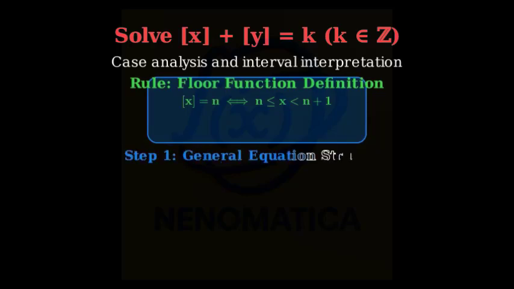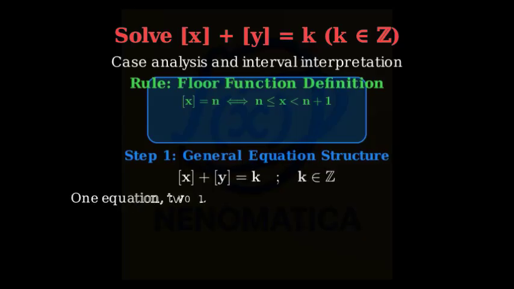Step 1. Understand the structure. We have one equation with two unknowns, so typically there are infinitely many solutions. We will split into two cases based on k equals 0 or k not equal to 0.